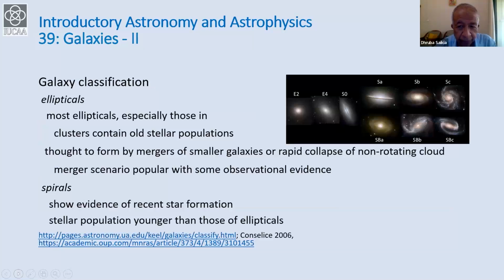But as I mentioned a little while ago, there are many more galaxies than what Hubble classified. We mentioned while looking at our own Milky Way that the number of dwarfs outnumber the number of spirals and ellipticals in our own Local Group.